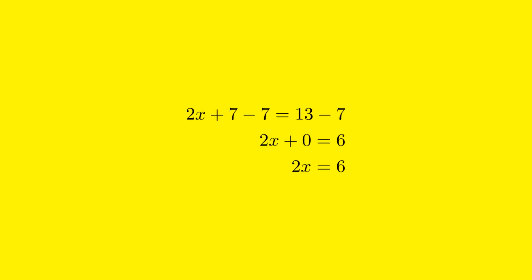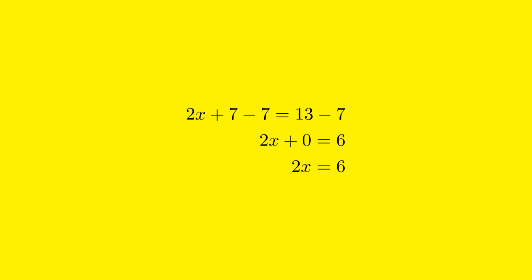To solve for the variable in the equation 2x plus 7 equals 13, we need to isolate the variable x on one side of the equation. The equation we have is 2x plus 7 equals 13. In step 1, we need to get rid of the constant term on the left side of the equation, which is the plus 7. To do this, we will subtract 7 from both sides of the equation.